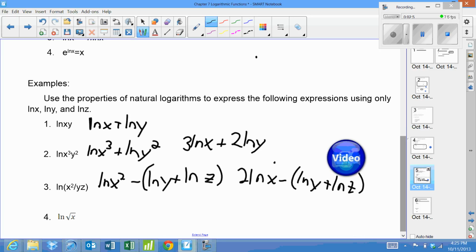Lastly, we've got the natural log of the square root of x. Well, as you can remember, hopefully, when you are taking the square root, it's the same thing as taking x to a fraction. This one is x to the 1/2 power. So we're taking the natural log of x to the 1/2 power. When you do that, you can pull the 1/2 out front. So we just get 1/2 natural log of x. Because x to the 1/2 is the same thing as the square root of x.